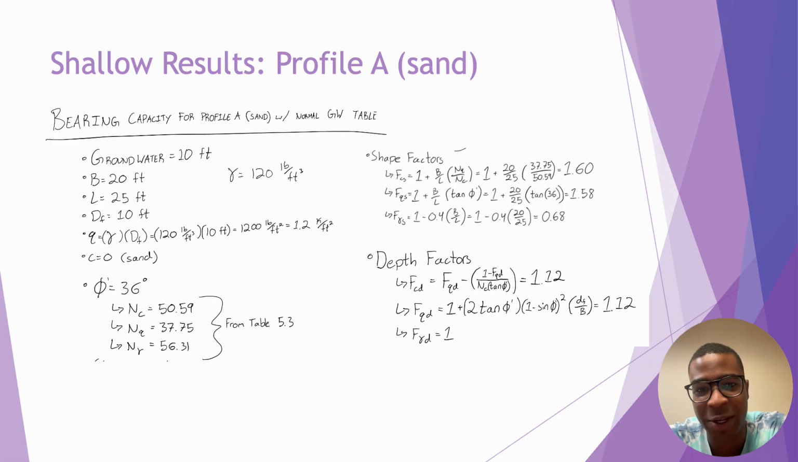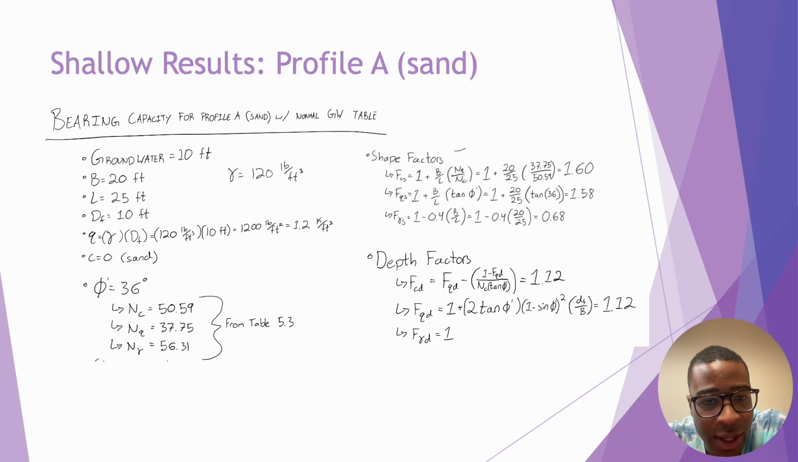So now we're on to the meat and potatoes of the project. Let's go through the calculations. For the shallow foundations in profile A, which is the optimal sand profile, we chose a foundation with a width of 20 feet, length of 25 feet, and the depth of the foundation was 10 feet. Now, mind you, the groundwater was at 10 feet, so the foundation is resting exactly on the groundwater line.